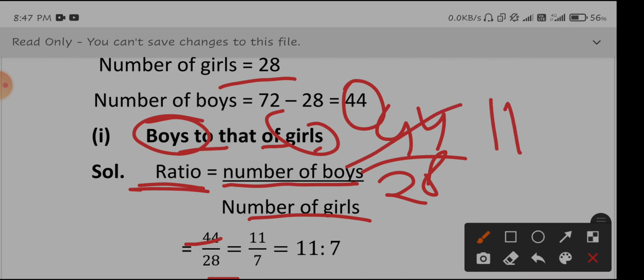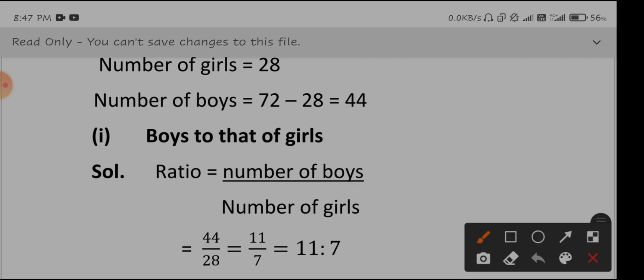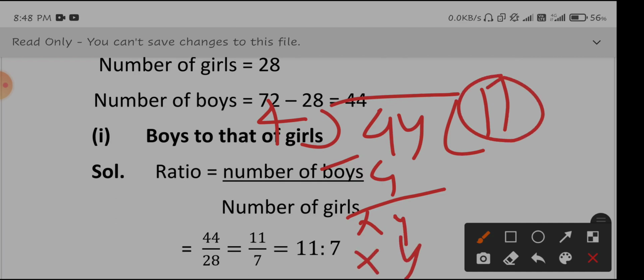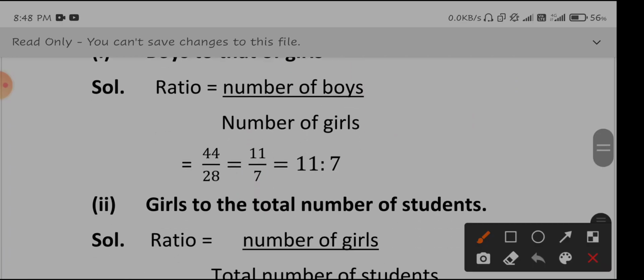4 ones are 4. 4 ones are 4. If you do not know how to divide directly, divide का मतलब यहाँ पर क्या होता है? हमें 44 को 4 से divide करना है. By using this method also you can divide. 4 ones are 4. Then again 4 ones are 4. It means 11. So write here 11. Then how many times does 28 come? 7 times. So 4 7s are 28. So 11:7. So what is the ratio between boys and girls? It means out of 18 parts, 11 are boys and 7 are girls.